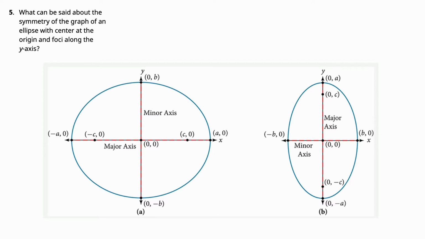What can be said about the symmetry of a graph of an ellipse? Well, it doesn't say which direction, but it doesn't matter if it's y or x. Notice that it's symmetric around the y-axis and symmetric around the x-axis. It doesn't matter which one is the major and minor. So it's symmetric around the y-axis when you're at the center.